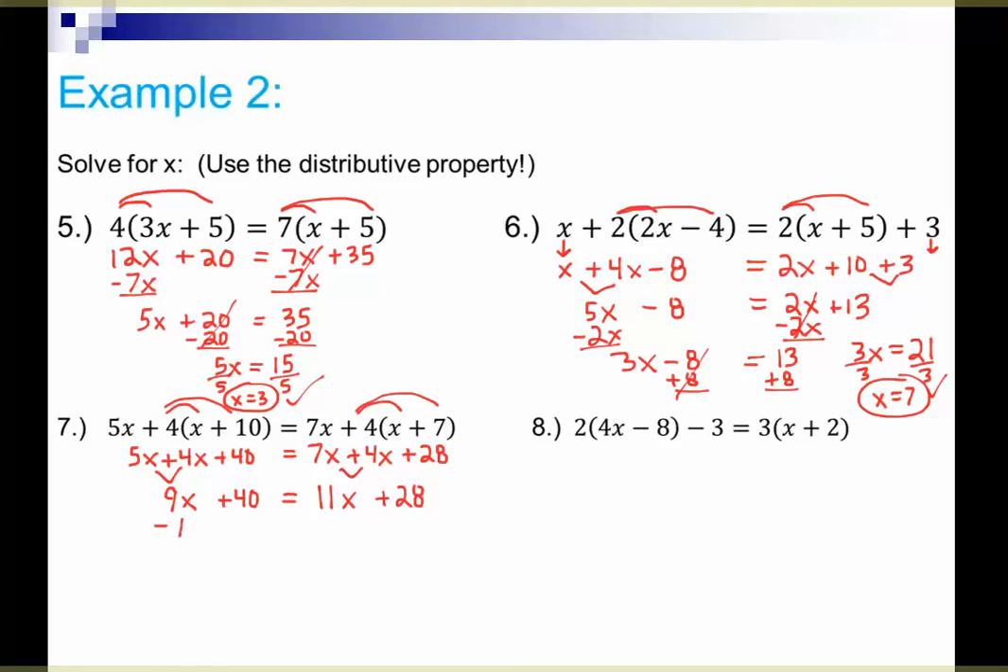Take away 9x from both sides. It's going to keep us positive. And you'll be left with 40 equals 2x plus 28. Subtract your 28.